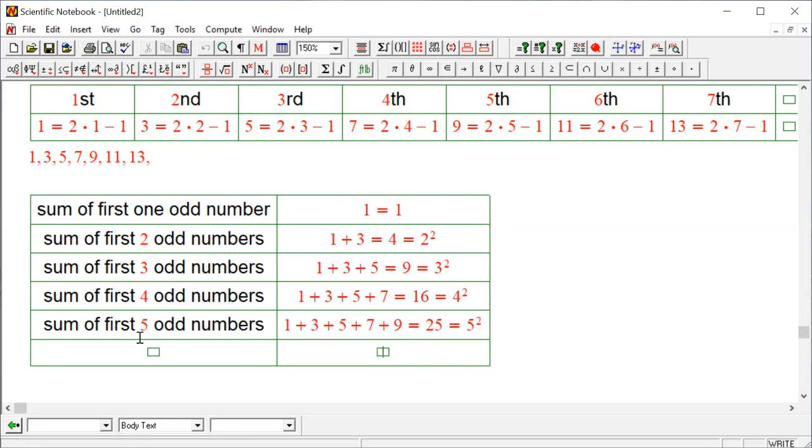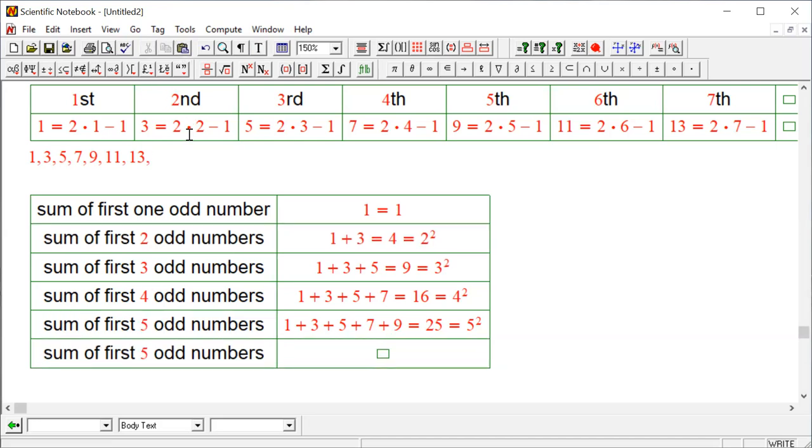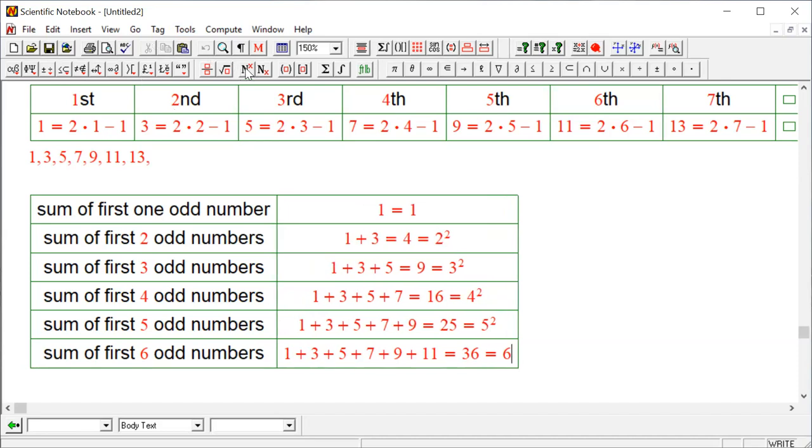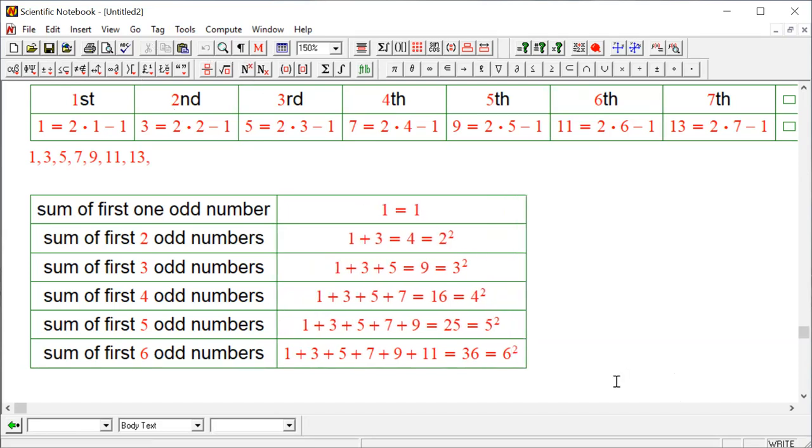Okay, then how about 6? Certainly we can go on one more. And now we're going to come up with some conjecture. We're guessing, okay? The first 6 odd numbers, so now we have the first 5 already, we just need to add one more. And that's going to be 25 plus 11, and that's 36. And 36 is 6 squared. Haven't we found a pattern? And what is more, if we look back at the entire sequence we have here, 1 equals 1 squared.